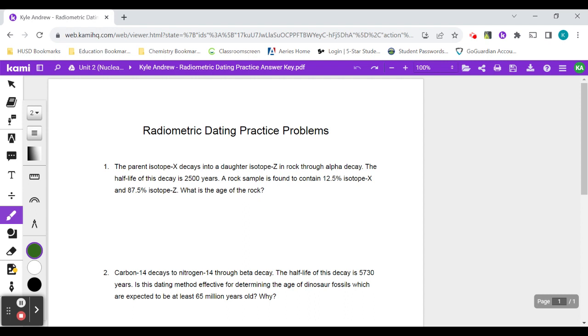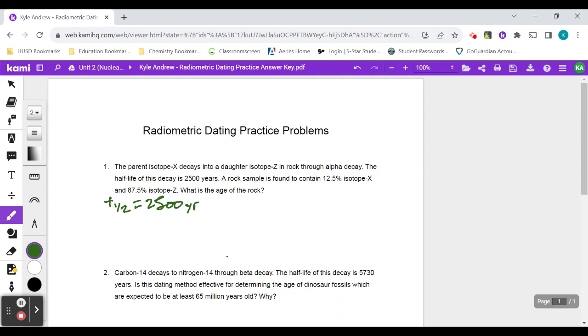The first problem says a parent isotope X decays into a daughter isotope Z in rock through alpha decay. The half-life of this decay is 25,000 years. Okay, I'm just going to go ahead and make a note of that real quick. T to the 1/2 is 25,000 years. Okay. A rock sample is found to contain 12.5% isotope X and 87.5% isotope Z. What is the age of the rock?